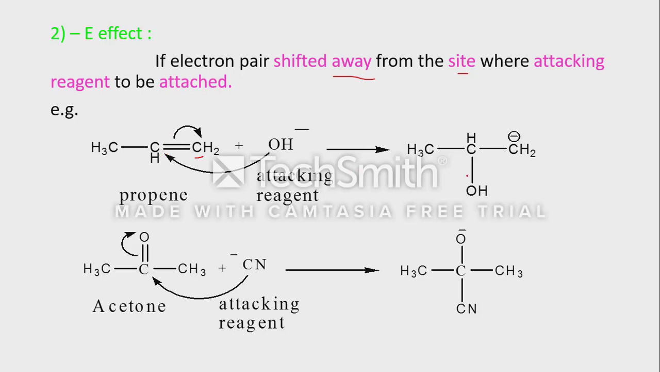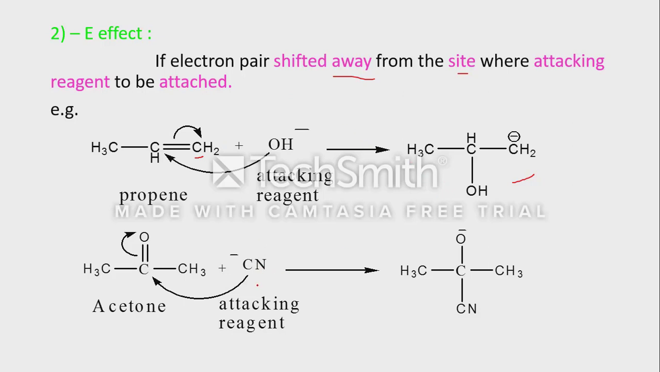That's why this carbon is electron rich, because the pair of electrons of the pi bond is shifted onto carbon number 1. It produces a negative charge. Negative effects produce a negative charge on the compound, and positive effects produce a positive charge on the resulting compound.